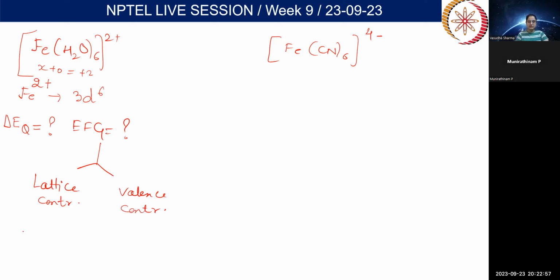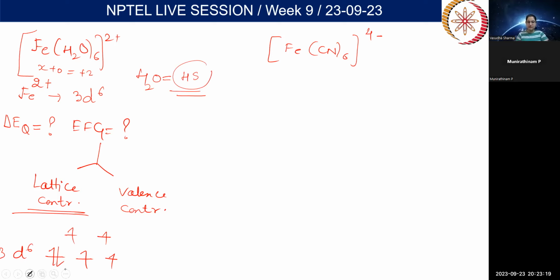For example, firstly we will draw this 3d6. We know the splitting. Why do I do it like this? Why not pairing at the end? Because H2O is a weak field ligand. It will cause high spin. High spin means firstly all the electrons will go to all the orbitals, then the pairing will start. So that's why the sixth electron comes over here. Is this clear?